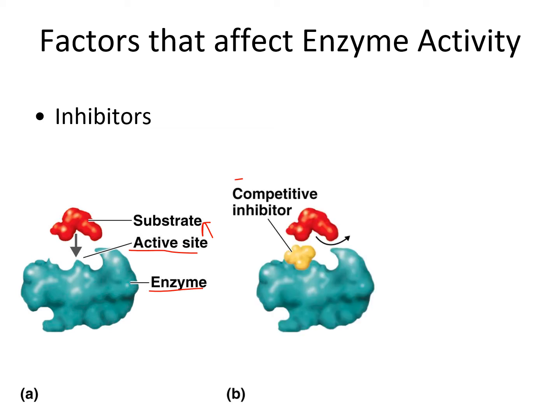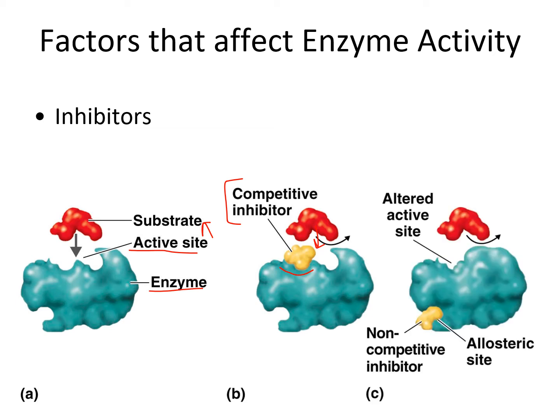A competitive inhibitor is a molecule that competes with the substrate for the active site. So a competitive inhibitor is a molecule that actually binds to part of the active site and prevents the substrate from binding. So that's a competitive inhibitor. So it does not change the shape of the enzyme in any way. It just prevents the enzyme from binding to the substrate.